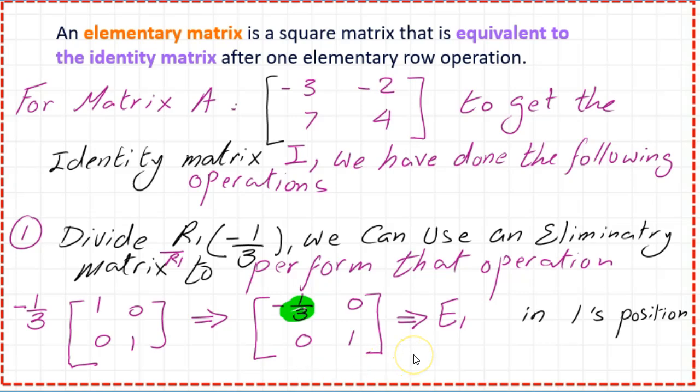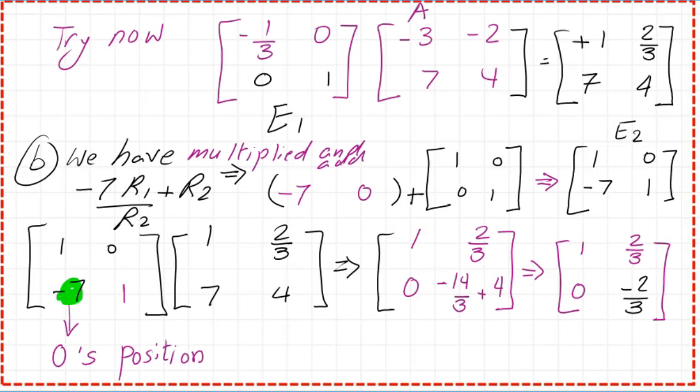This we call E1, and we put it at the left side of matrix A. This is the matrix A, -3, -2, 7, 4, and this is the elementary matrix for the first operation, E1. We try -1 over 3 multiplied by -3 plus 0 multiplied by 7, and we get +1.